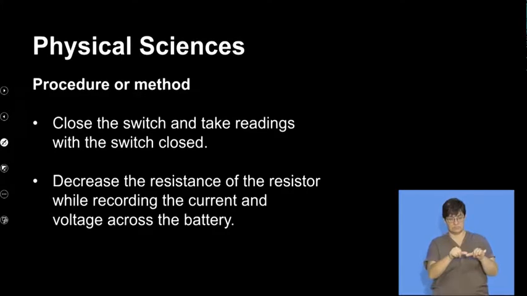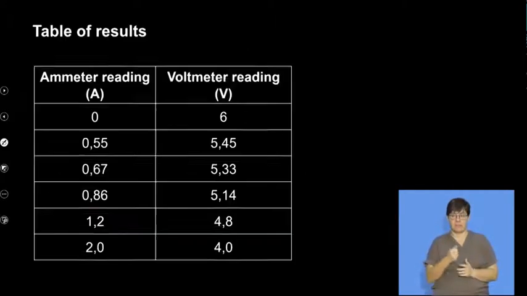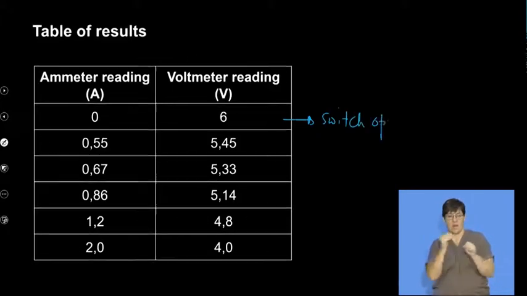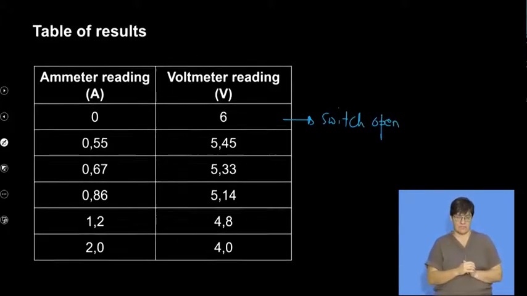As we continue to decrease the resistance of the resistor while the recording of current and voltage across the battery goes on, we'll be able to obtain a set of values of this nature. So this was while the switch was open. Take note of that because it has a lot of implication in terms of the interpretation of this data that we have obtained.